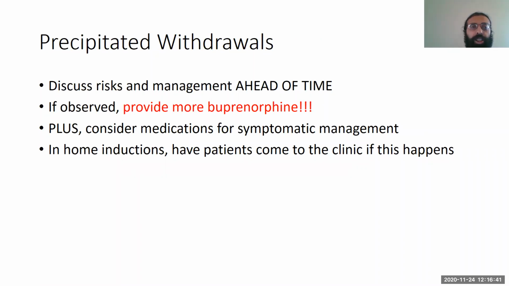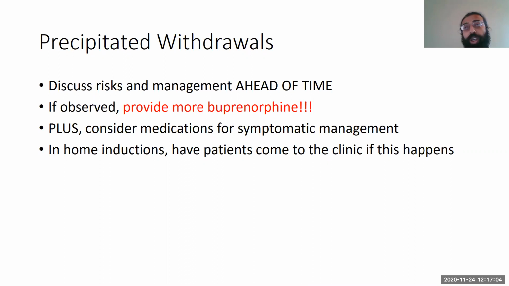Precipitated withdrawal: someone, of course, takes buprenorphine too soon after taking an opioid, and the buprenorphine can throw them into opioid withdrawals. That's what we call precipitated withdrawals. How do you manage it? First of all, as I mentioned, I talk about this ahead of time with the patient and get their buy-in: if this happens, stick with us. We know how to treat it.